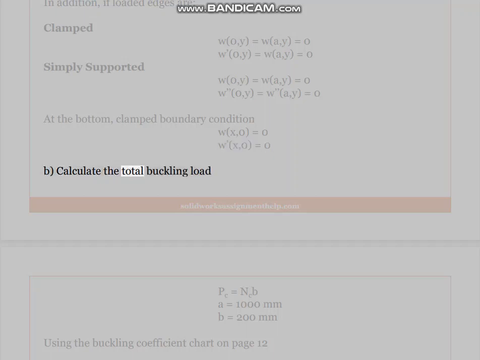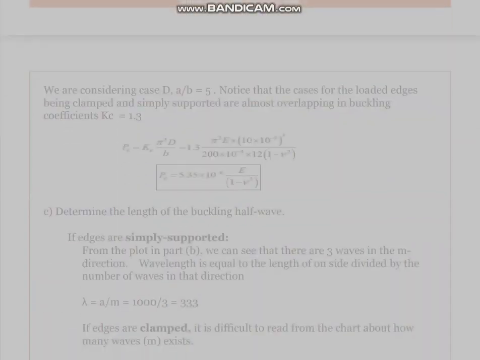B. Calculate the total buckling load. P_cr equals N_cr B. A equals 1000 mm, B equals 200 mm. Using the buckling coefficient chart on page 12, we are considering case D, A/B equals 5. Notice that the cases for the loaded edges being clamped and simply supported are almost overlapping in buckling coefficients. Kc equals 1.3.